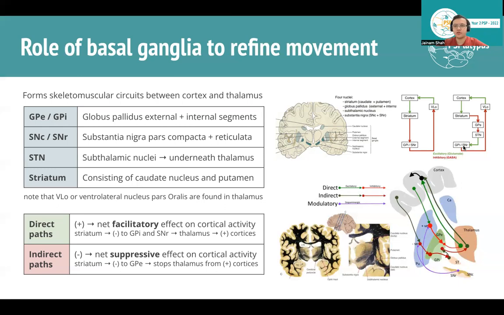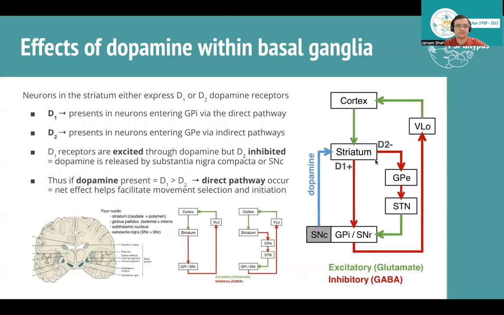You want to make sure that not all of the movements that your cortex thinks of go ahead, but you also want to make sure that the important movements that the cortex needs to do, and that the whole body agrees are important, are allowed to go ahead. So this is like a filtration system in a sense, and that balance is very important.